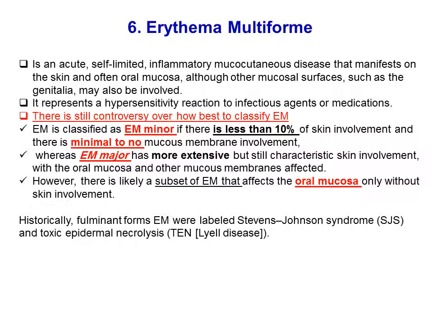It is classified as erythema multiforme minor if there is less than 10% of skin involvement and minimal to no mucous membrane involvement. Erythema multiforme major has more extensive but still characteristic skin involvement with the oral mucosa and other mucous membranes affected. There is likely a subset of erythema multiforme affecting the oral mucosa only without skin involvement.